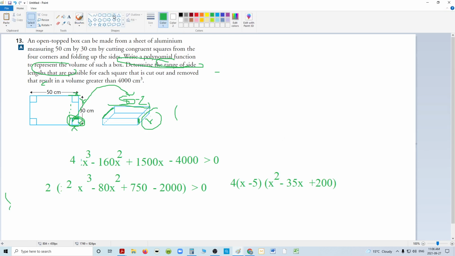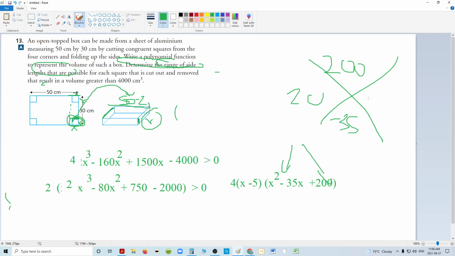Actually, it has 2 negative roots. So that means there's 2 more negatives. There's 2 more dimensions. Now, if it's above 15, though, it doesn't exist. So I'm looking for a number that multiplies up to 200 and adds up to minus 35. So 20 and, oh, they're both going to be negative. 20 and 10.